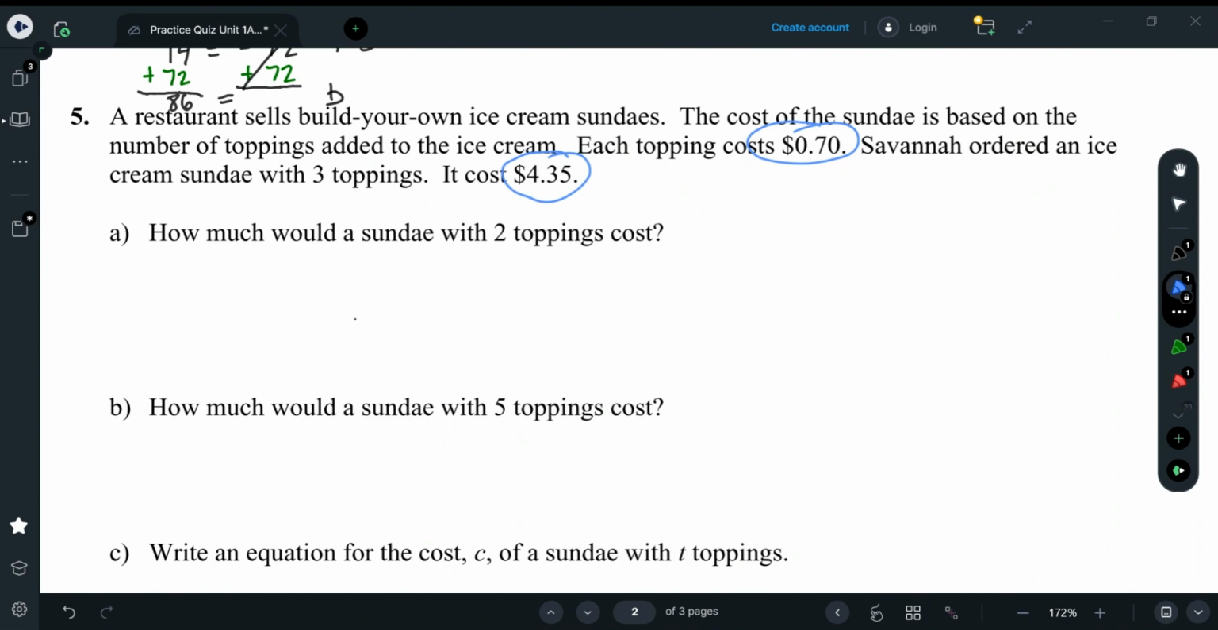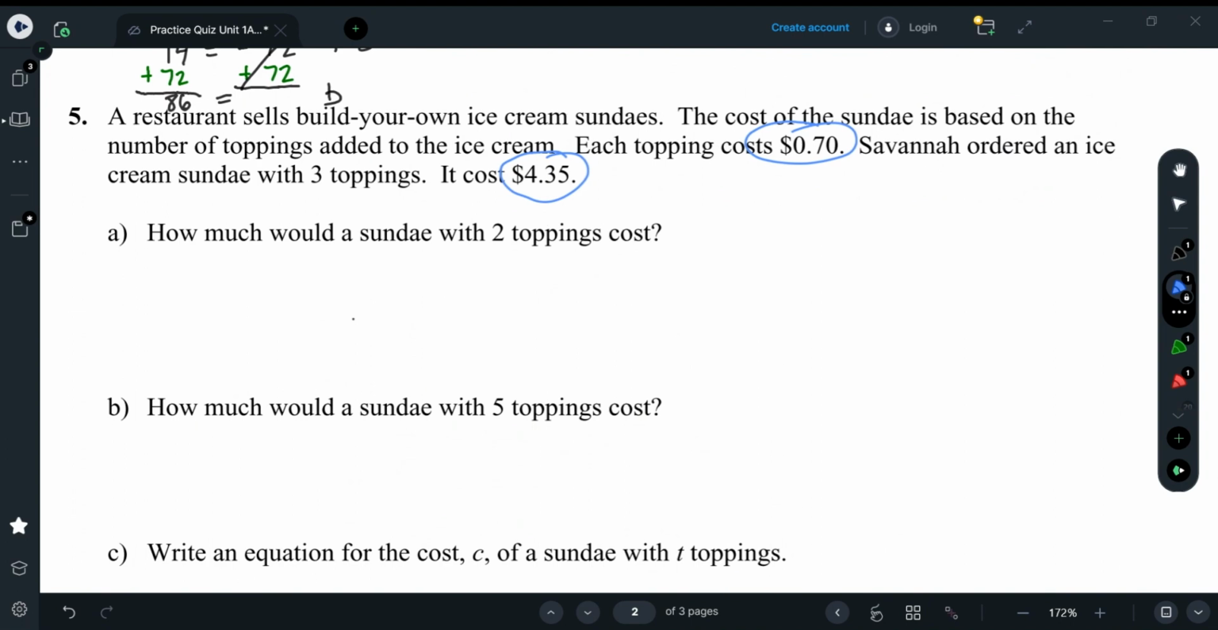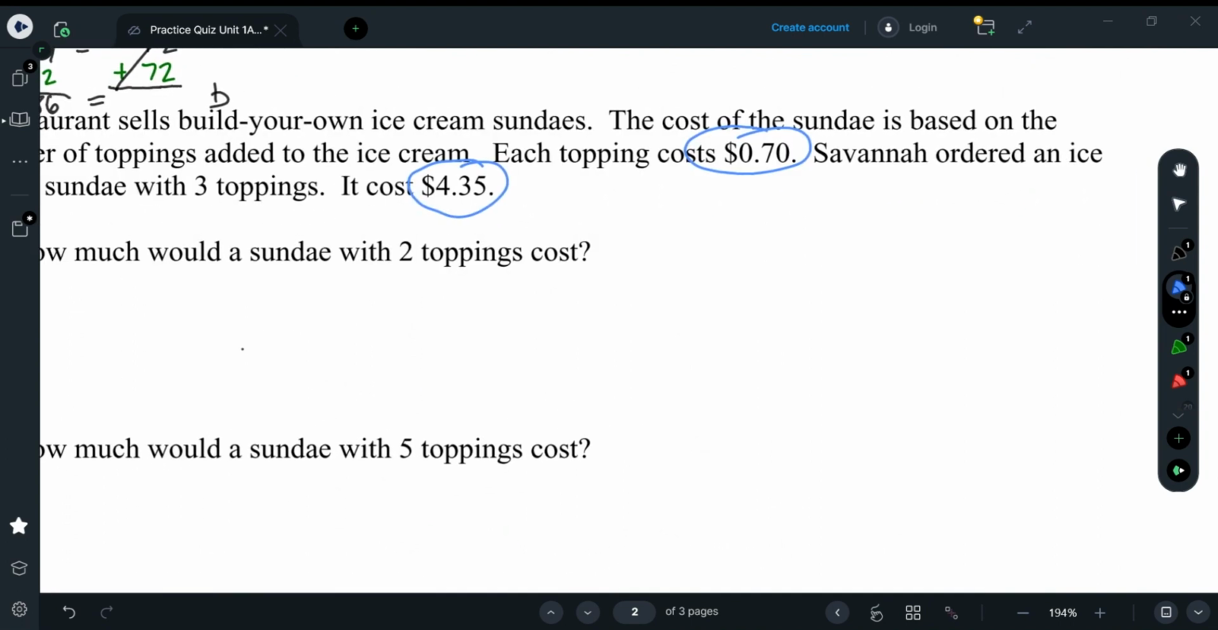Okay, but this isn't the full picture here. There's a little bit of analysis that we have to do before we can even answer part A. And that is, we know the price per topping, but we need to figure out the cost of the ice cream. Because the way this works is you're going to pay a flat price for the ice cream, and then you pay 70 cents for every topping. Okay, so let's do this. Savannah got 3 toppings. Each topping was 70 cents. Let's multiply this here.